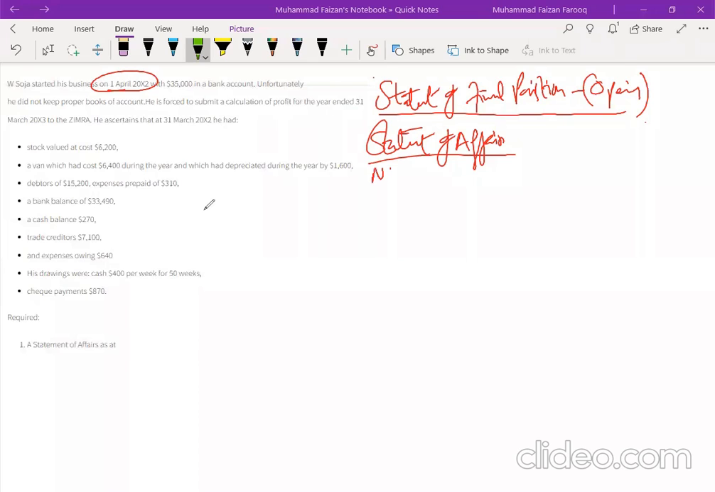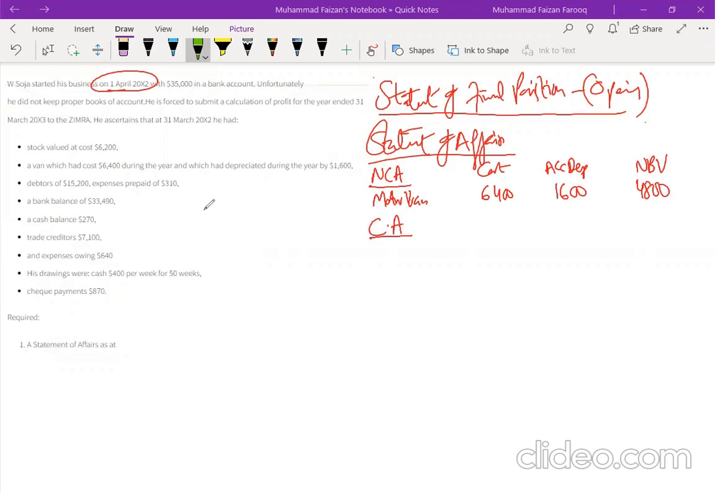So the balance sheet format starts with non-current assets. You have an example in front of you. Just check and tell me which non-current assets are mentioned. So number one is motor van. How much motor van? 6,400. This is the cost. Accumulated depreciation 1,600. So the net book value is supposed to be 4,800. There are no more non-current assets.